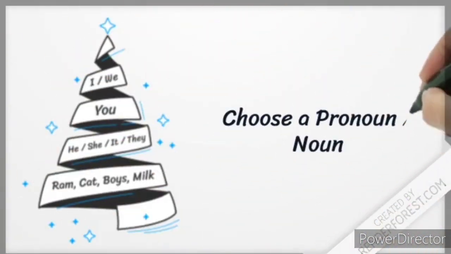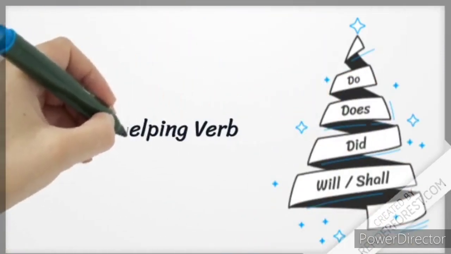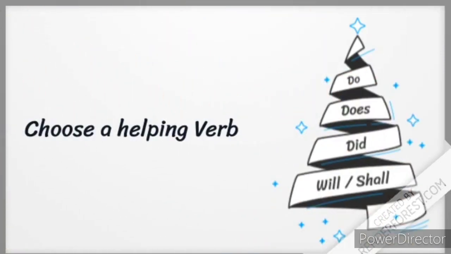The basic idea behind this method is that first we choose a noun or a pronoun from the list, then we choose a verb, that is a helping verb from the list, and finally add an object at the end.